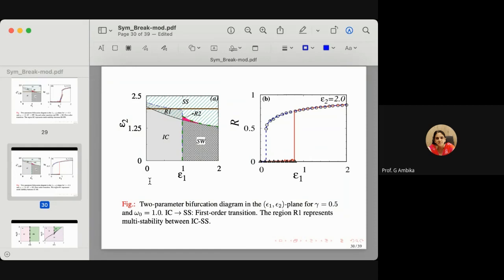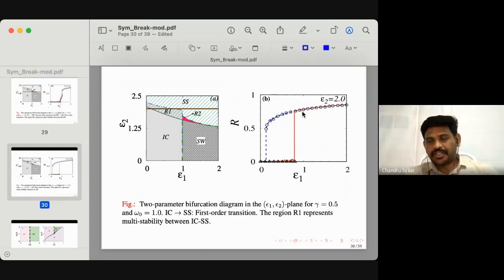What type of state? Yeah, a stationary synchronized state. We call that a stationary synchronized state, meaning there exists a synchronized cluster in the whole group. So we call that synchronized, but still there are a few desynchronized oscillators that exist.